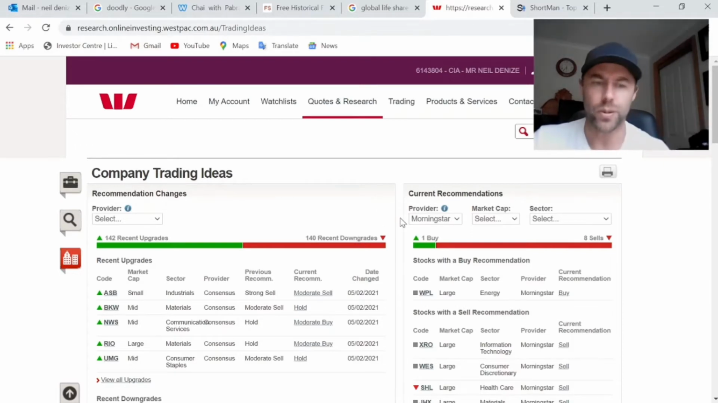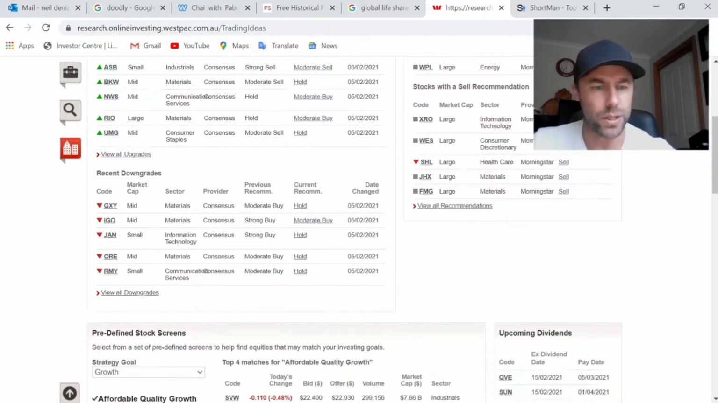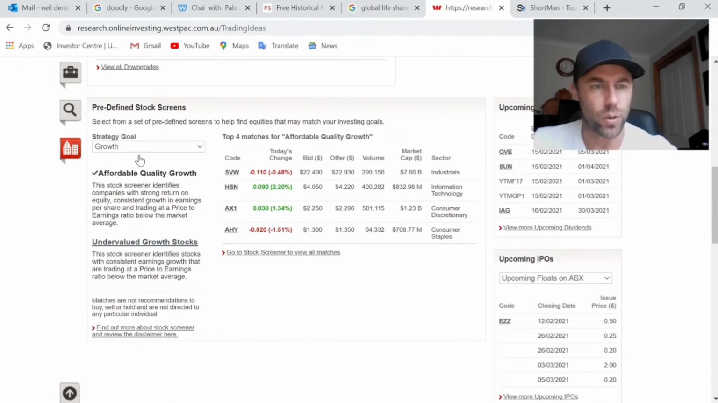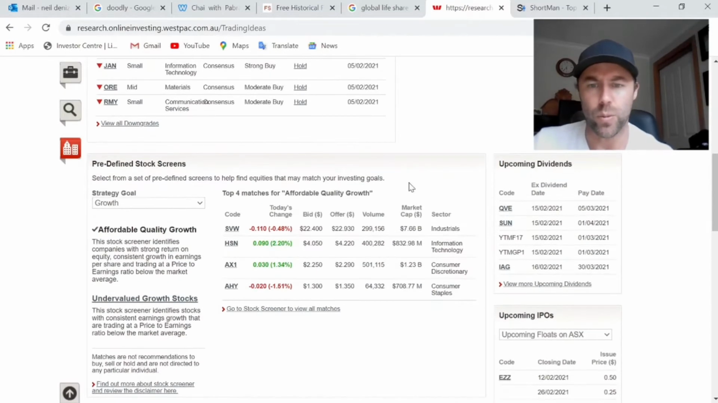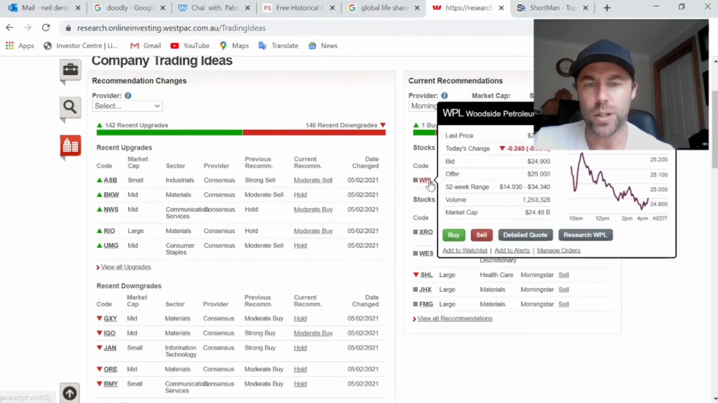Obviously, you still want to do your own research as well, but it's a good place to start. I'm going to be clicking over on this far side here, the current recommendations. There are a few different things on the left here. We can go in and do different screening, if you're looking for growth stocks, upcoming dividends, whatever it may be. And we're just going to click on this one here.